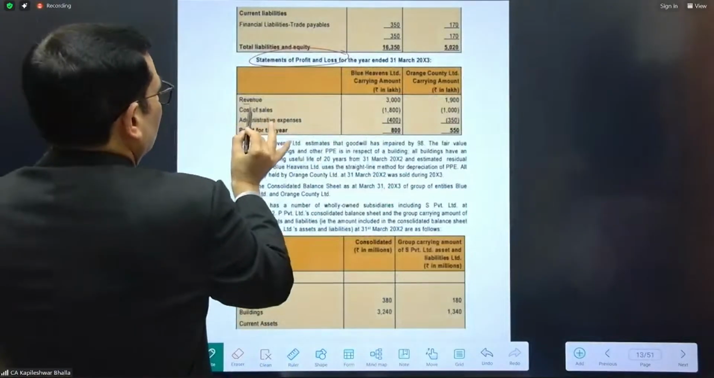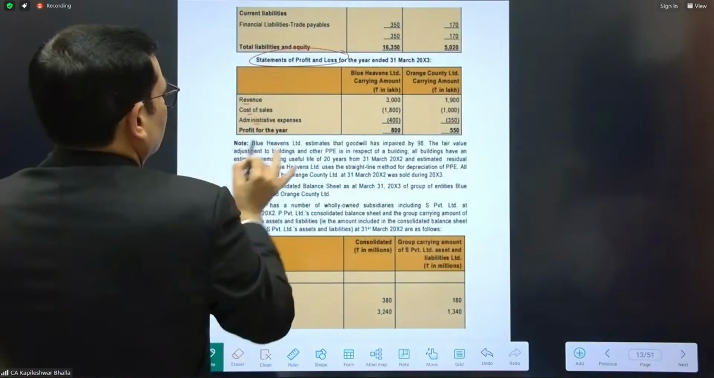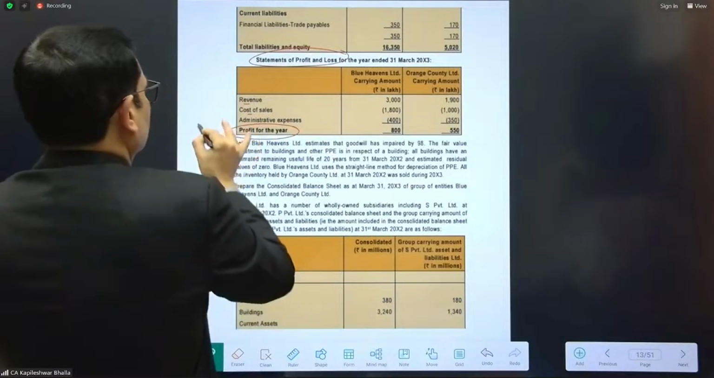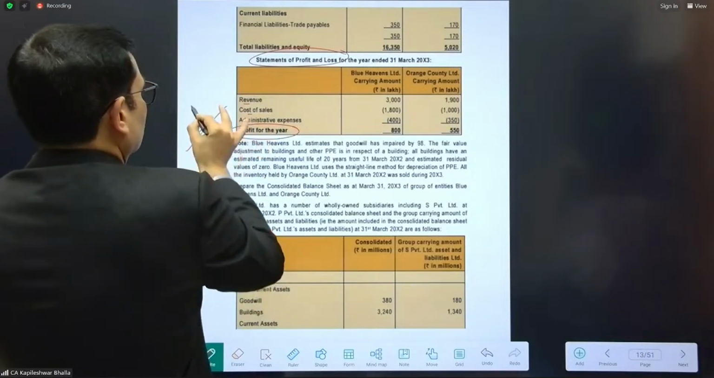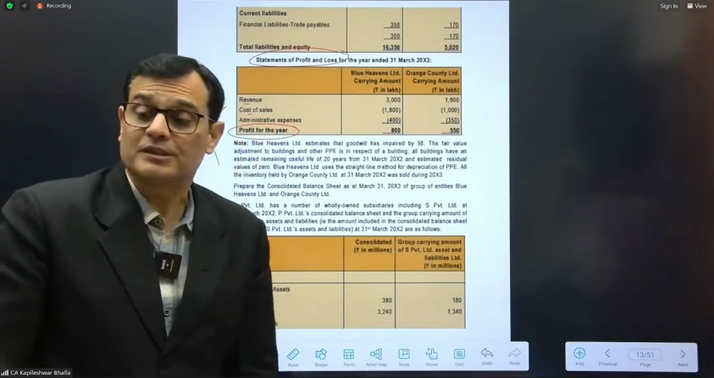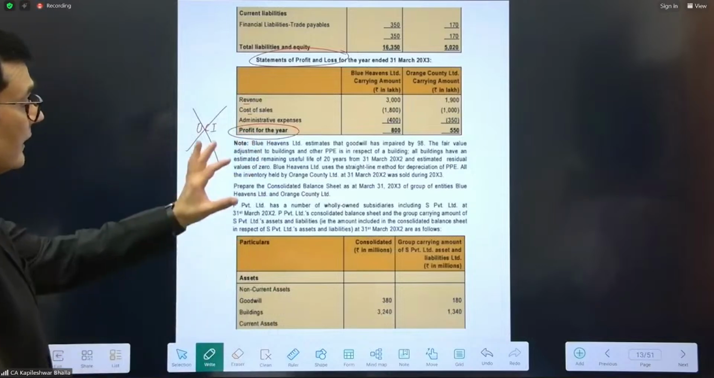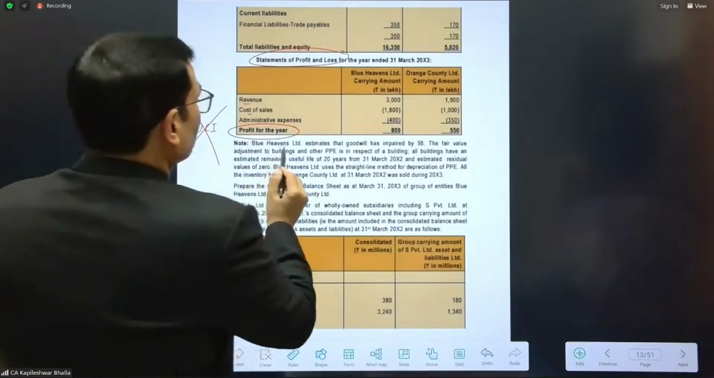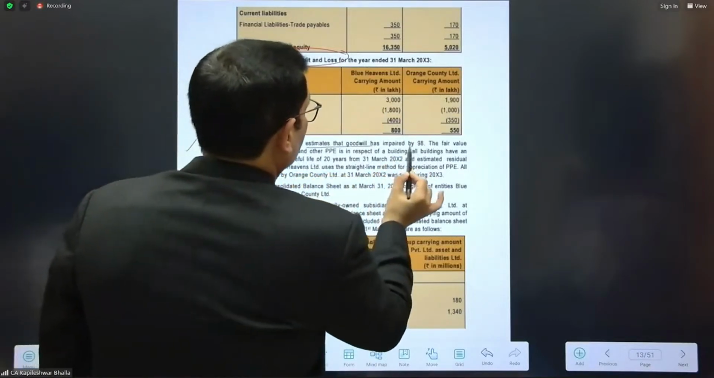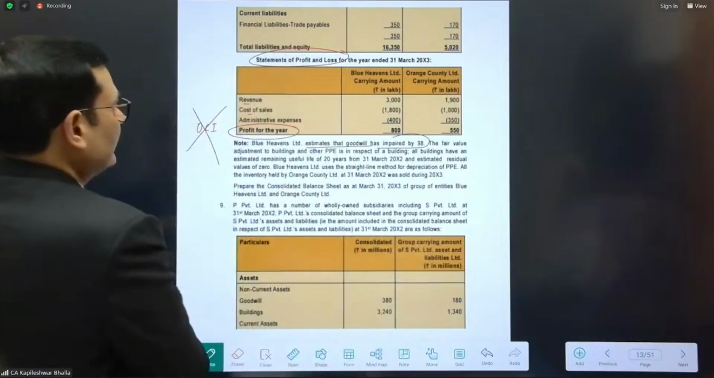You're given the revenue, the cost of sales, the administrative expenses, and the profit for the year, which means that there is no OCI section in the income statement. Now, it says in the additional information, Blue Heavens estimates that goodwill is impaired by 98.